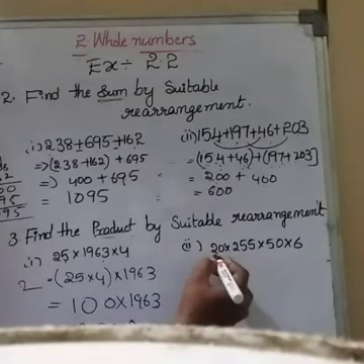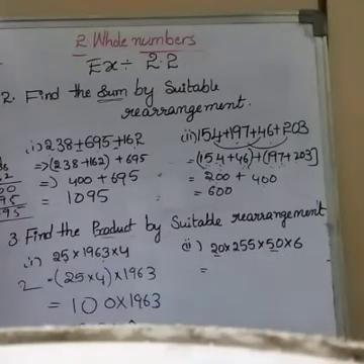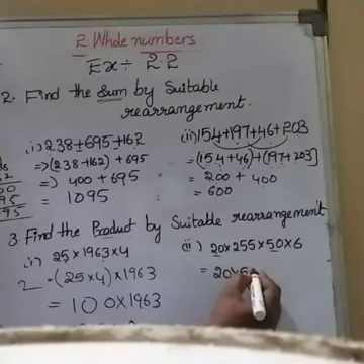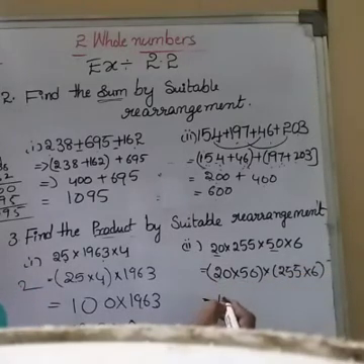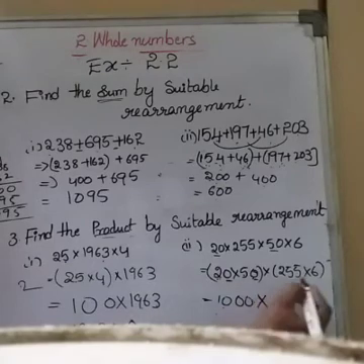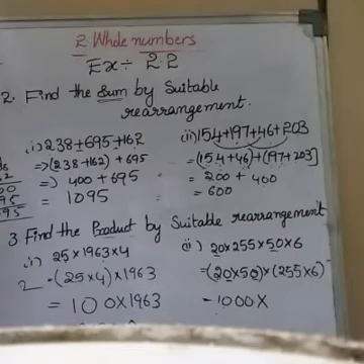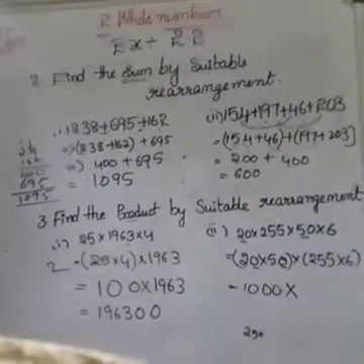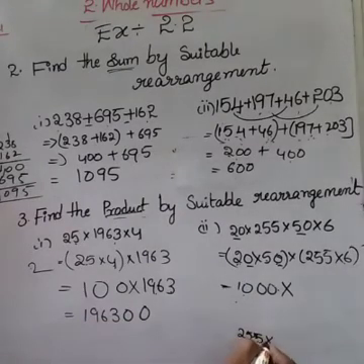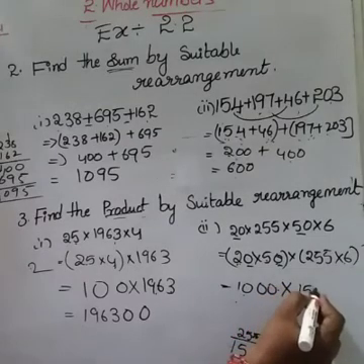Next, the second one: 20 into 50 into 255 into 6, also easy. 2 5s are 10, remaining 2 zeros. 20 into 50 equal to 1000, into 255 into 6. 6 5s are 30. 30 plus 3, 33. 6 2s are 12. 12 plus 3, 15. 1530 is the product.